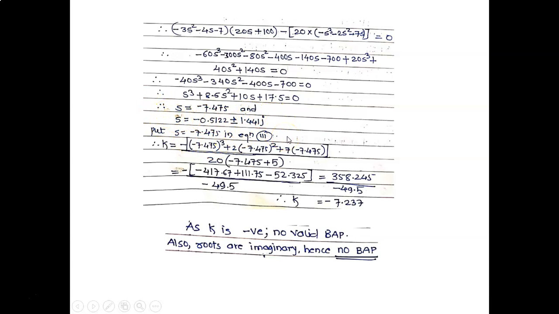Another rule is that, first rule is that breakaway point should lie in the root locus region, that value we have to take only. And second rule is that breakaway point should be a real value, it should not be imaginary. Therefore this s is equal to minus 0.5122 plus minus 1.441j, this is not valid, and this s is equal to minus 7.475, this is also not valid because this does not lie in the root locus region.